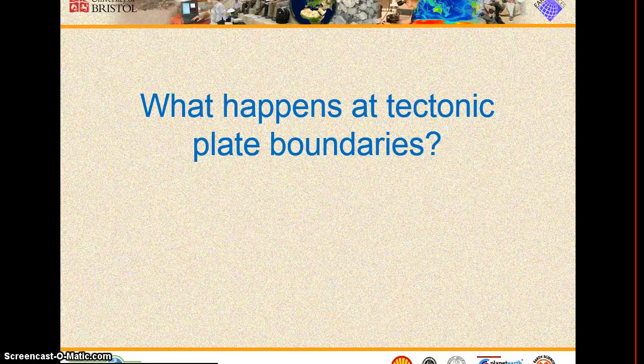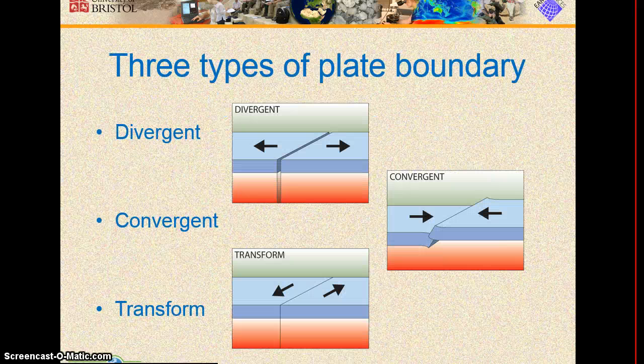All right, so what happens to tectonic plates and boundaries? Go ahead and write this question. All right, there are three types. There's divergent, convergent, transform. This is on our vocabulary.